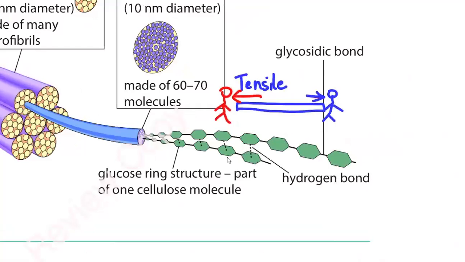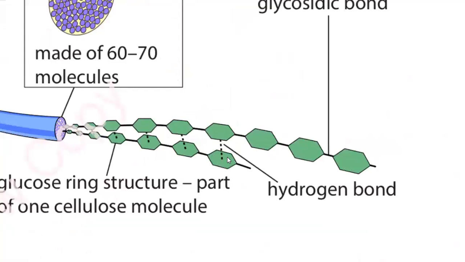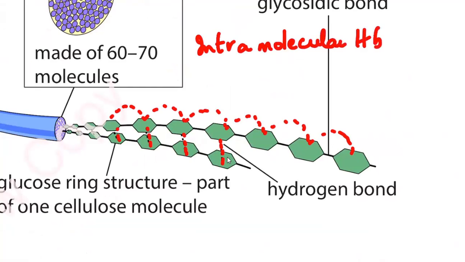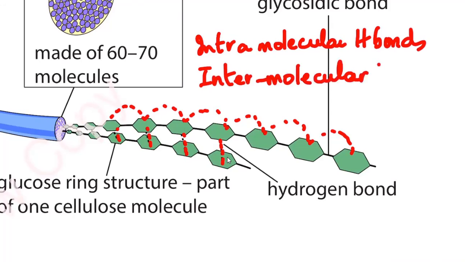In fact, let me show you on this. Hydrogen bonds can form like this in between components of the same chain, and the hydrogen bonds can form between one chain and another chain. So this means there will be two kinds of hydrogen bonds: intramolecular hydrogen bonds and intermolecular hydrogen bonds. Just note this down, please. Note this down.